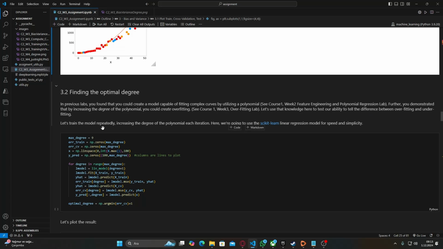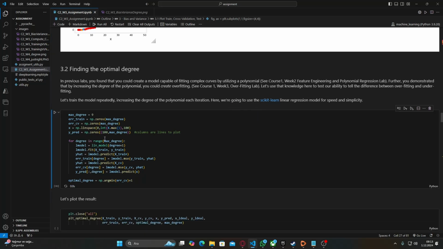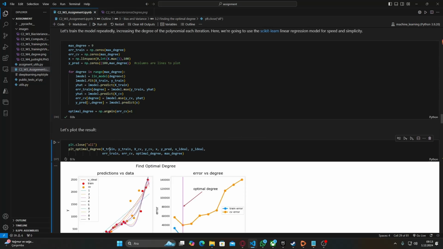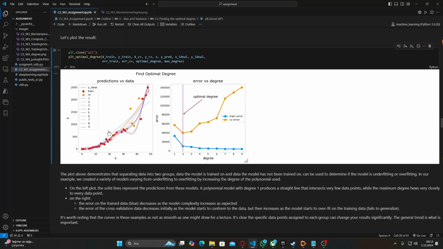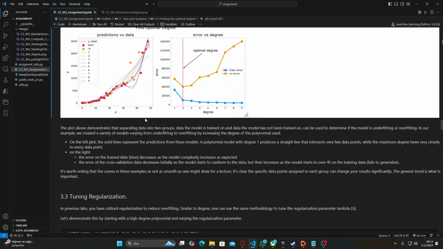Let's train the model repeatedly, increasing the degree of polynomial each iteration. Here we are going to use a sklearn linear regression model for speed and simplicity. Running, and let's see the plot in here. This is actually showing us, and yeah, the blue one is underfitting. The purples are giving me overfit, showing us the range from underfit to overfit.